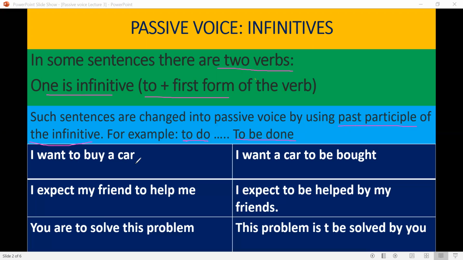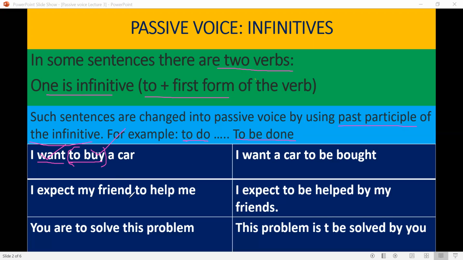I want to buy a car. This is a verb, I want, and this is an infinitive. Two verbs. So we will make the passive voice of this to buy. It will be the past participle, to be bought. I want a car to be bought.